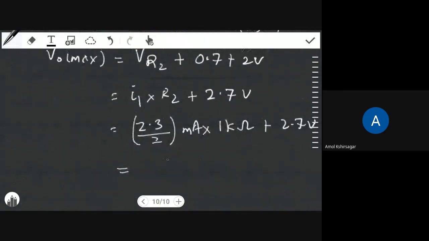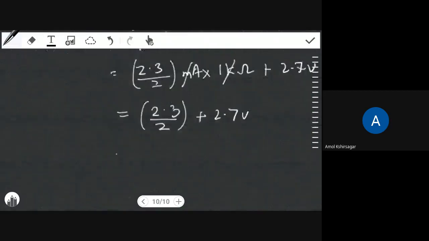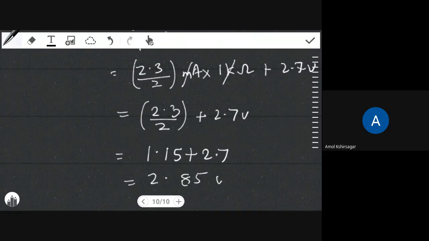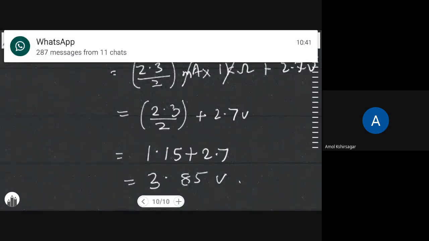So this comes out to be 2.3 divided by 2. This milli and kilo are going to cancel out, plus 2.7 volt. And ultimately it comes out 1.15 plus 2.7, that is equal to 2.85 volts. Sorry, 3.85 volts. 2 plus 1 is 3, 3.85 volts. So you are getting this.